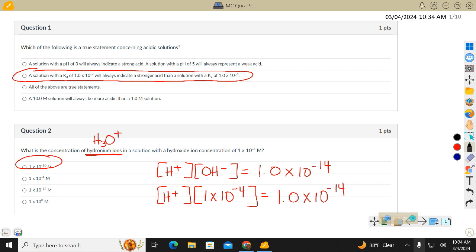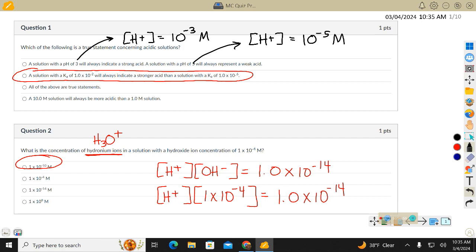pH is a measure of the amount of hydrogen in the solution. It's the negative log of the hydrogen concentration. It doesn't matter where the hydrogen comes from. Obviously, if I have a solution of pH 3, the hydrogen concentration is 10 to the negative third molar. And if the pH is 5, the hydrogen concentration is 10 to the negative fifth molar. And if the solution has a pH of 3, there's more hydrogen, because these are negative exponents of 10.